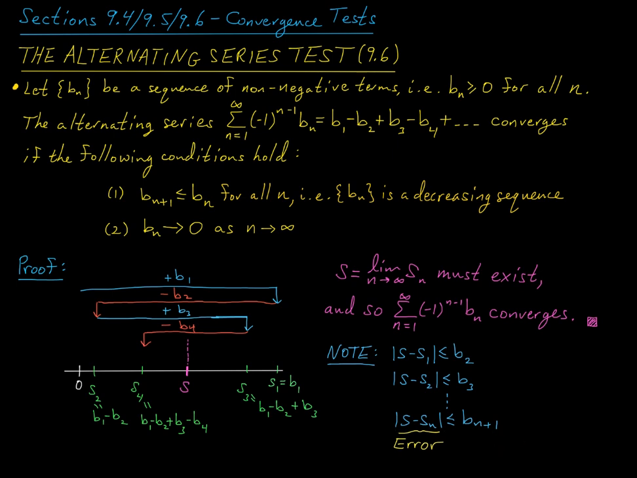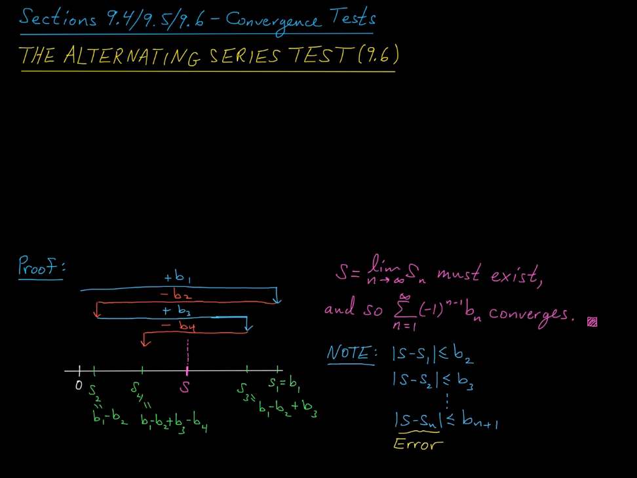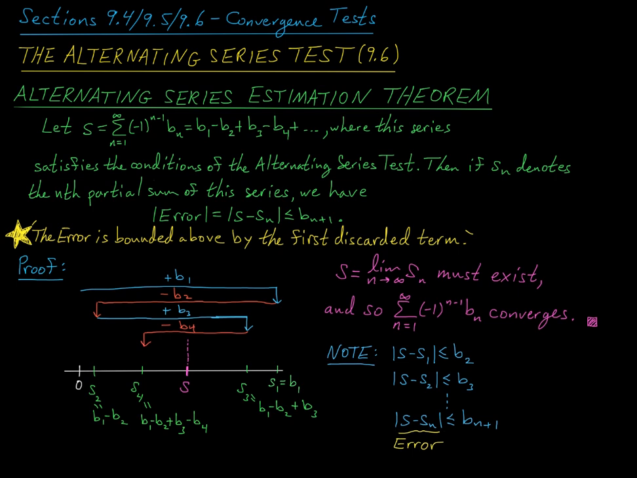Okay, so what I want to do is summarize this. This is what's known as the alternating series estimation theorem. Okay, so let S equal our series. So really S is just the sum of our series. And here we're assuming that this series satisfies those two conditions of the alternating series test. Okay, so if S sub n denotes the nth partial sum of this series, then we have that S minus S sub n in absolute value is less than or equal to b sub n plus 1.